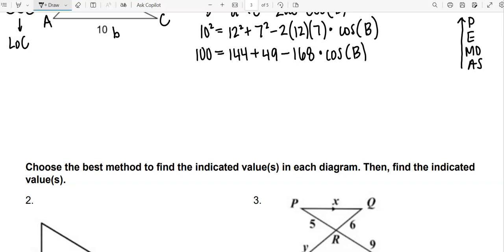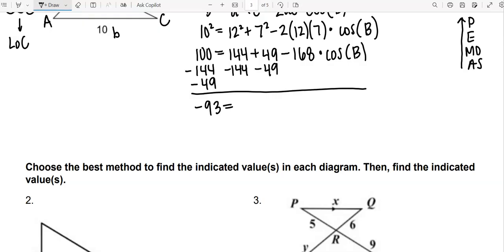144 and 49. Let's go ahead and undo those. How do I undo those? Subtract them. So let's subtract 144 and let's subtract 49. I'm doing that in the same step. Hopefully we are okay with that. And tell me what that is when you get it. Negative 93. And that's equal to your 144 and 49 went away.